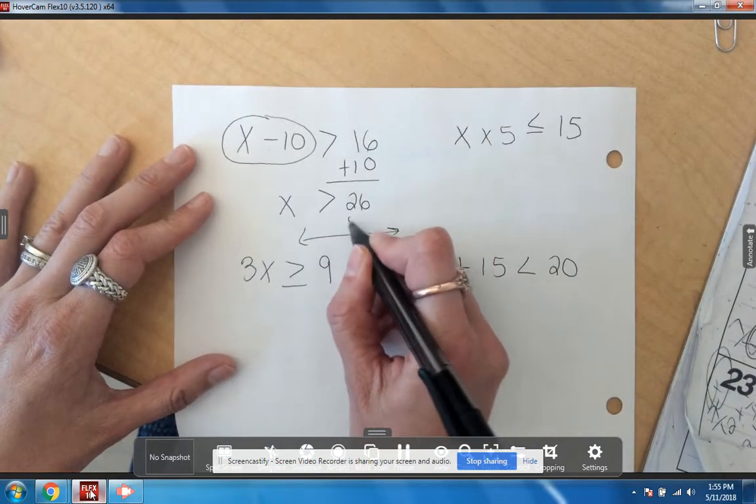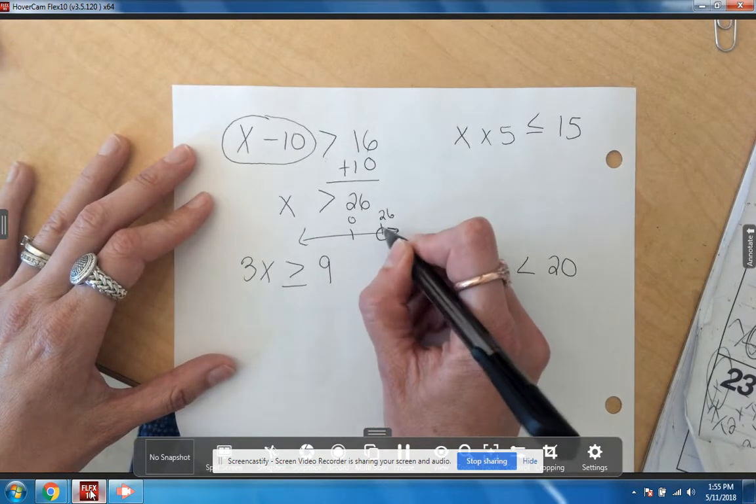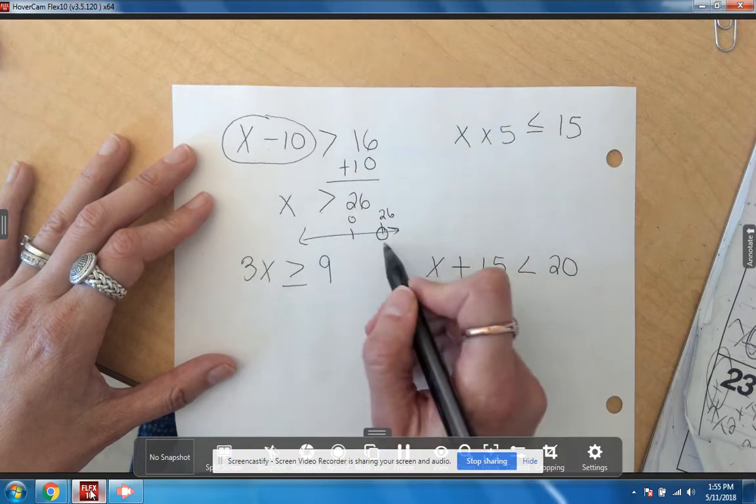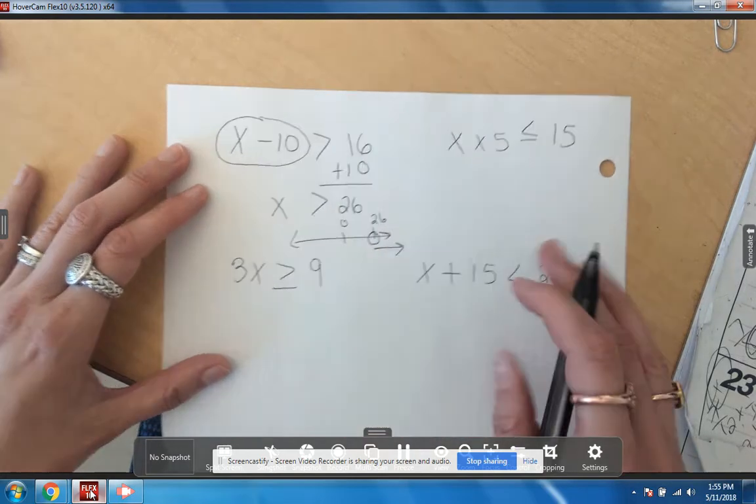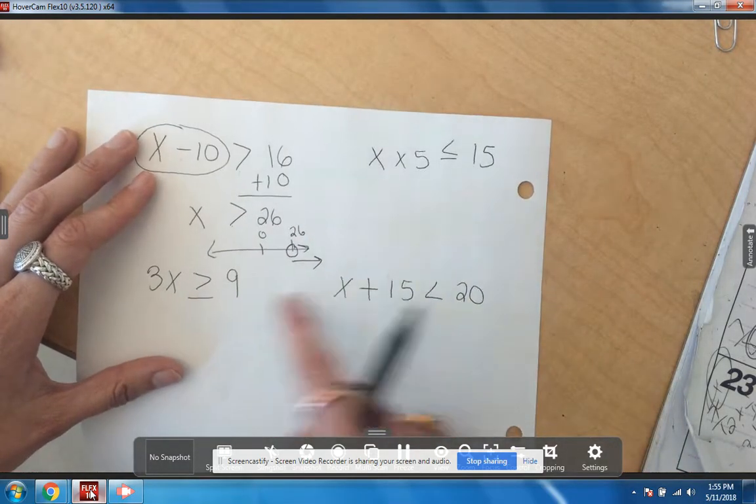When you go to graph it, this is going to be an open circle because it doesn't have part of an equal sign, with an arrow pointing to the right because the greater than symbol is pointing to the right. Okay, so let me just try one more, and then you're going to try these two.